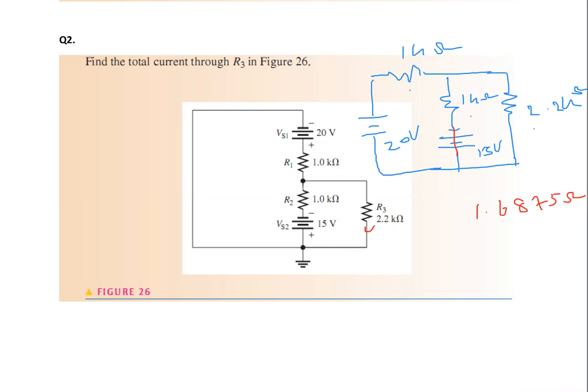So now what will be the current here? If I mark the current here, let's say I1, that will be 20 divided by this value, 1.6875, but that is kilo ohms, right? 10 to the power 3. So that means I will get 0.0118 amps. Isn't it 11.85 milliampere? Yeah, same thing.